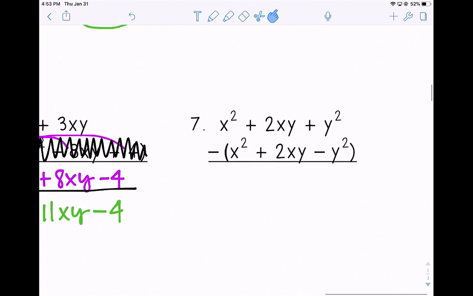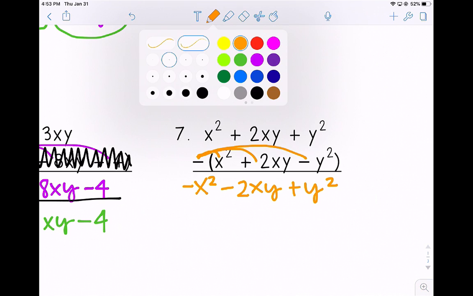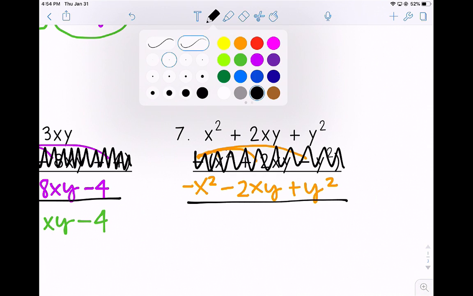All right, and number 7, exact same thing. So I'm going to distribute the negative first, then just simplify after that. So a negative to an x squared is negative x squared. Negative to 2xy is minus 2xy. Negative to a negative y squared is plus y squared. So again, we're done with that middle row. So I'm going to just mark that out. I don't need this anymore. And now I'm just simplifying from here.